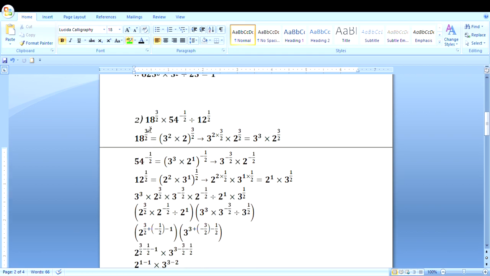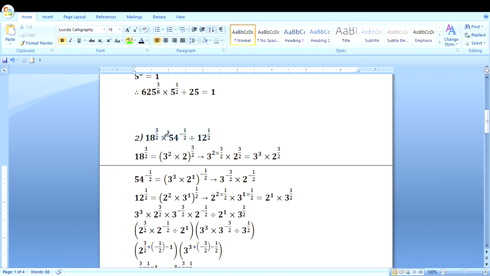Now let's look at the second question. Simplify, evaluate this: 18 raised to power 3 over 2 times 54 raised to power minus half divide 12 raised to power half. Here, because we do not have a common base, all we need to do is to express each of these values as a product of their primes in index form.